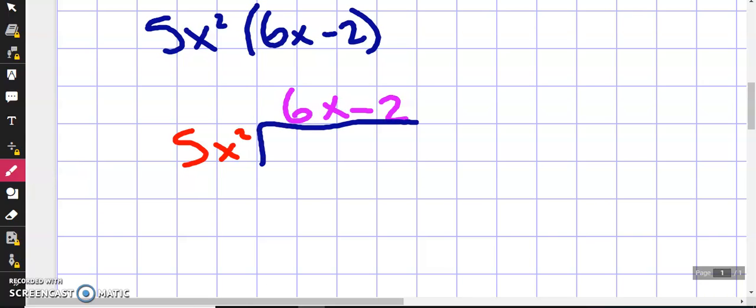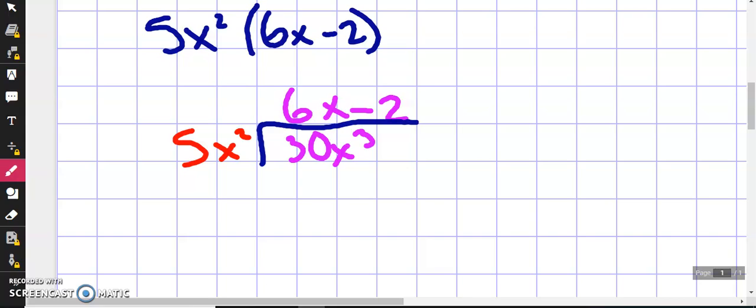So when I multiply the 5x squared and the 6x, I should get 30x to the power of 3, because I took 2 copies of x from the left and combined them with 1 copy of x on the top, which would then give me 3 copies of x.